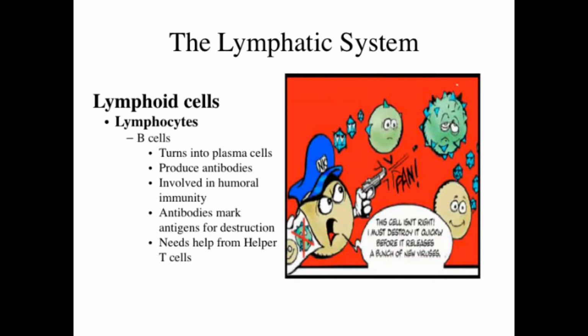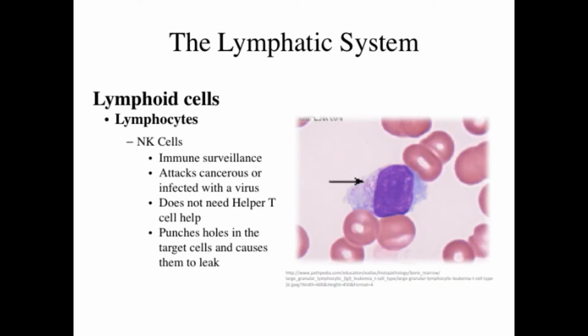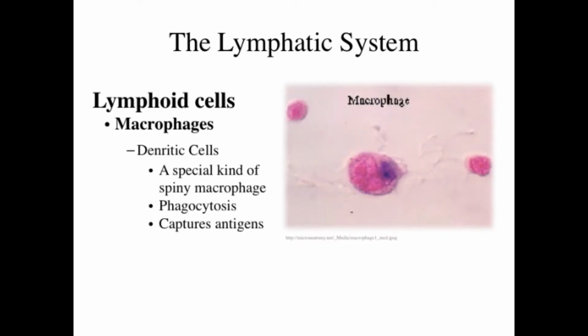The other lymphocytes, B cells, protect the body by turning into plasma cells that produce antibodies. It is part of the humoral immunity and can attack bacteria without cells. Natural killer cells also attack cancerous or virus-infected cells. They're called natural killer cells because they don't need help from the helper T cells.